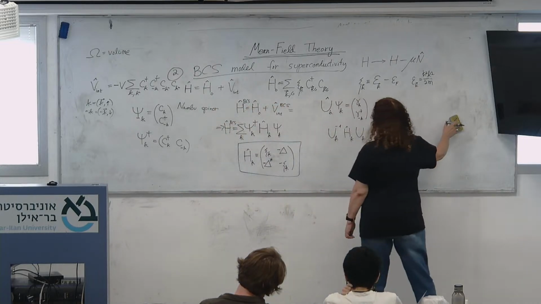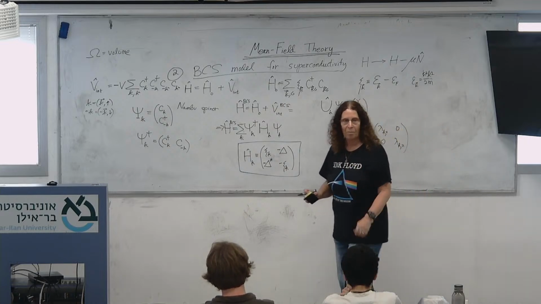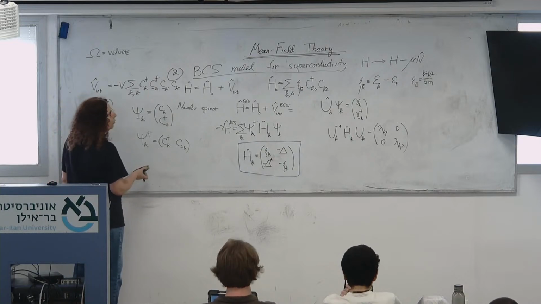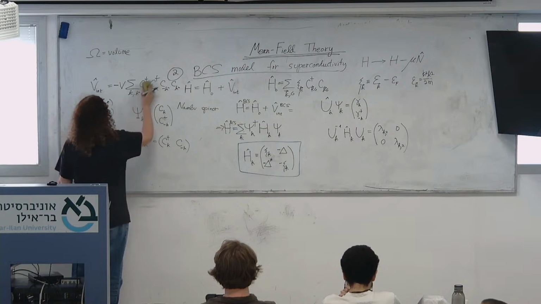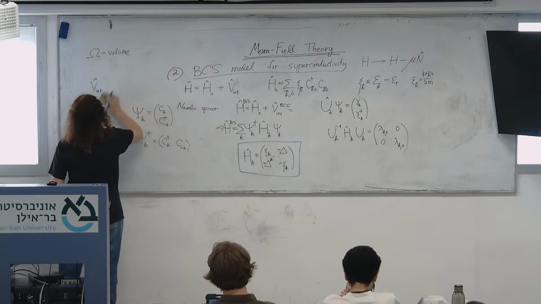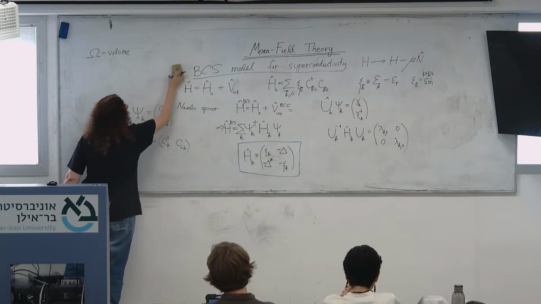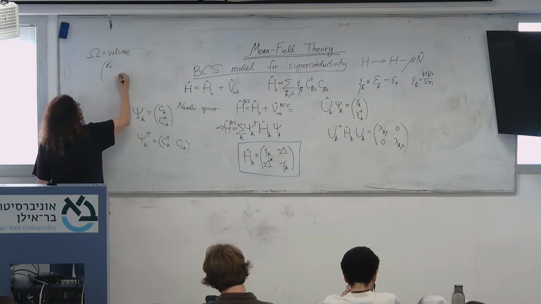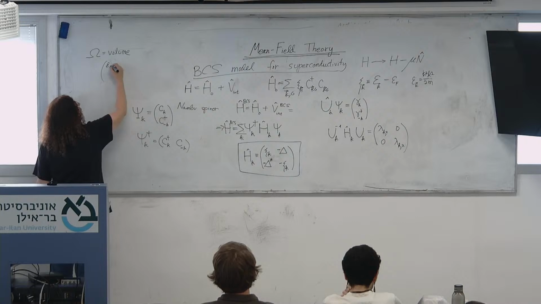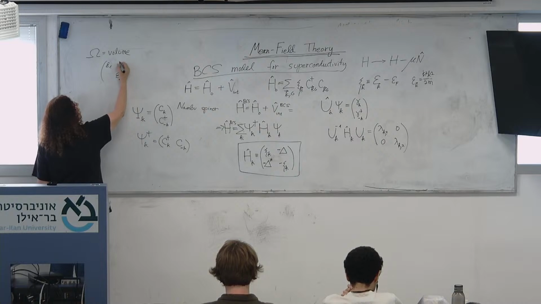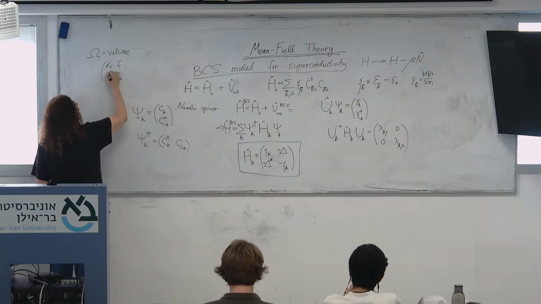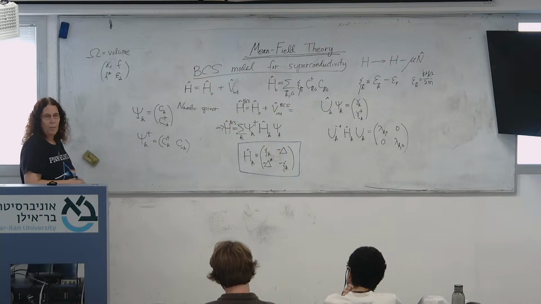So let me write down a formula for a general 2 by 2 matrix. This is going to be very useful. This is some exercise. I'm sure you have seen it. Okay, and here I have some, let me call it, I don't know, F and F star. So it's some Hermitian matrix, 2 by 2.